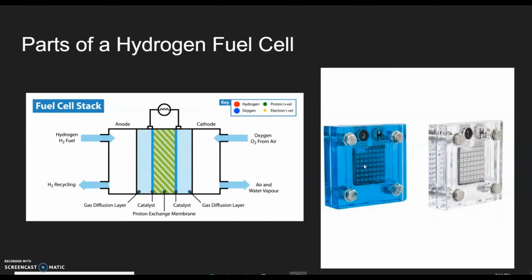And the square-shaped layers towards the middle of the cell are called the catalysts. There's one on each side, and sandwiched in between the two catalysts, it's not really visible in the diagram, is another square-shaped layer called the electrolyte.